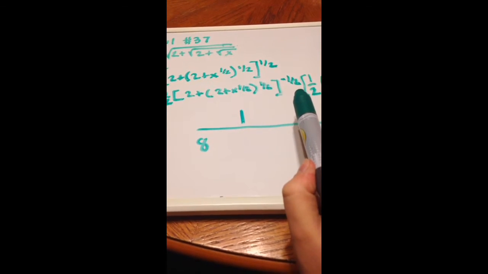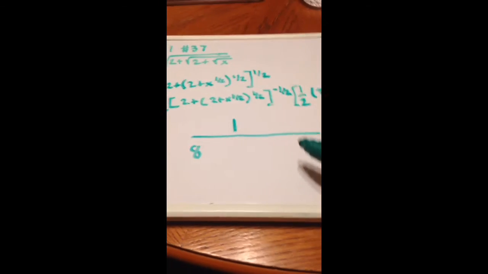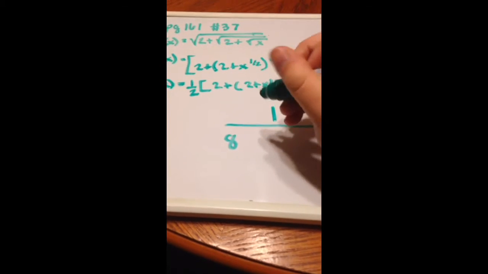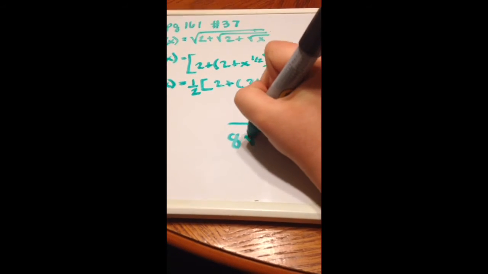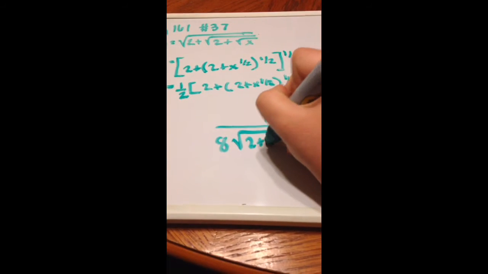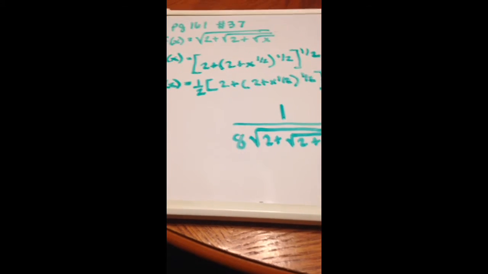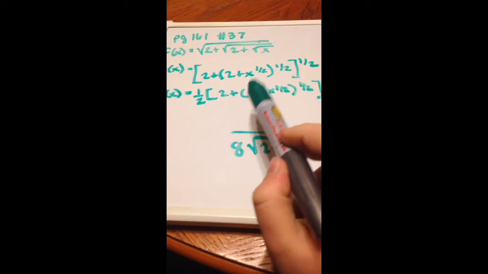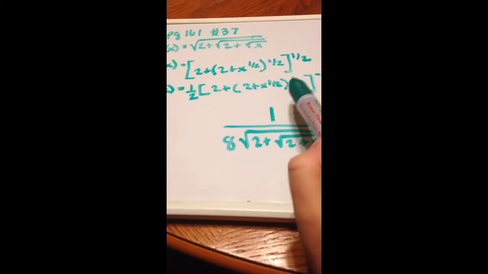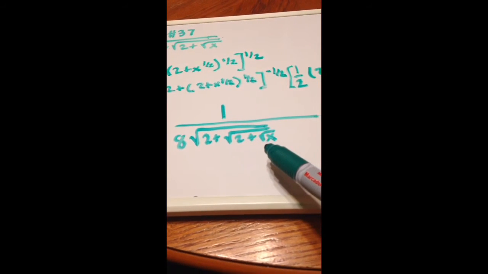and then everything that is to the negative 1/2, that all gets brought down to the bottom. And 1/2 turns into a square root in the bottom of a fraction. So we're going to do square root of 2 plus square root of 2 plus square root of x. So this 2 plus x to all of this gets brought down here and put under square root signs.